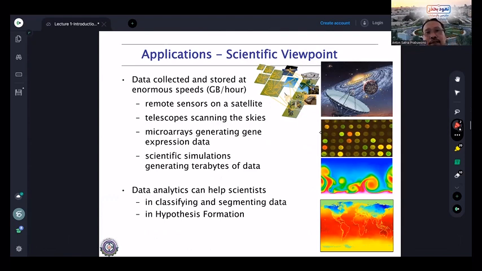viewpoint. So data collected and stored at normal speed in GB per hour, for example. Yeah, and then the remote sensor on satellite can generate big data. Telescopic scanning, this one, and microarrays generating gene expression. Scientific simulation also, generating terabytes of data.